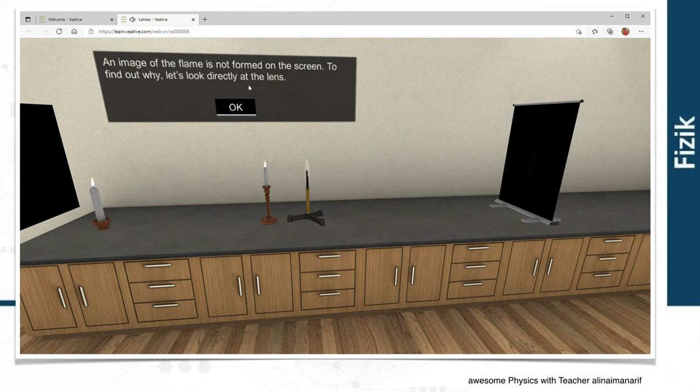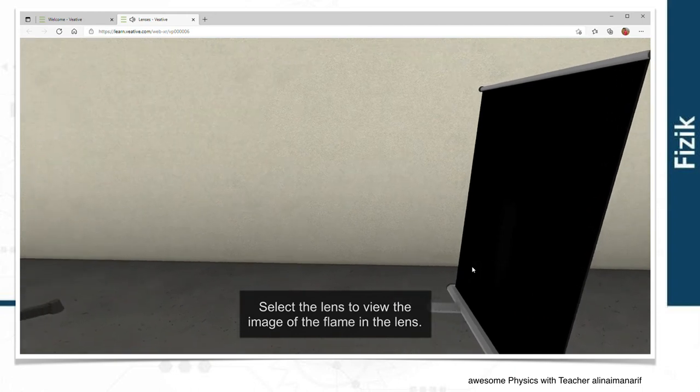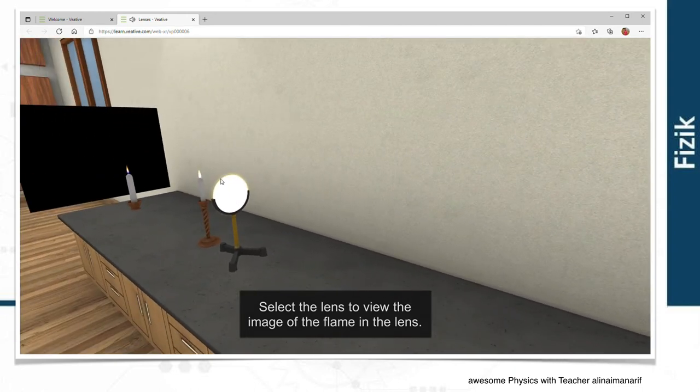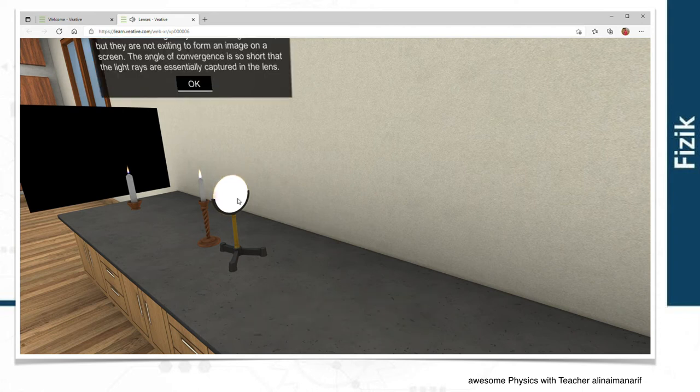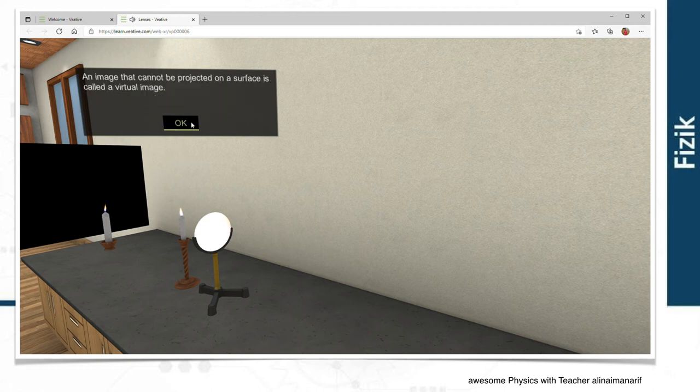Let's look directly at the lens. I will select the lens here to see the image of the flame in the lens. You can see that light rays are entering the lens, but they are not exiting to form an image on the screen. The angle of convergence is so short that the light is essentially captured in the lens. The image cannot be projected on the surface.